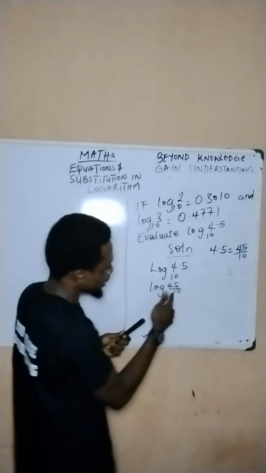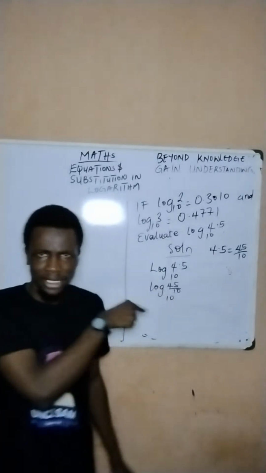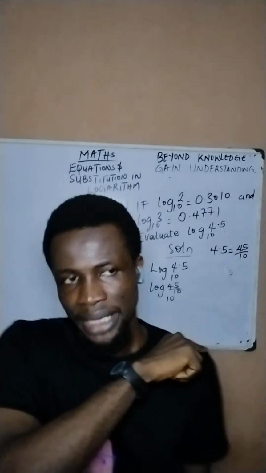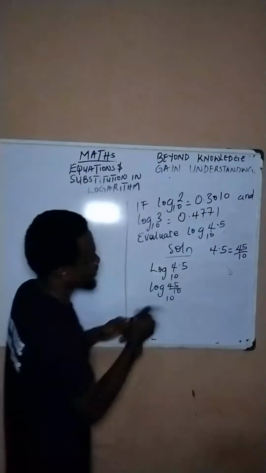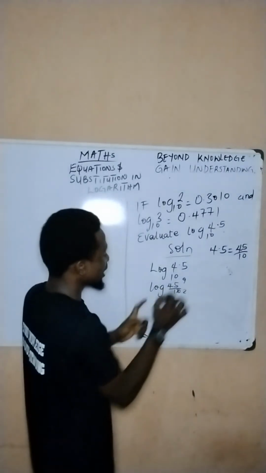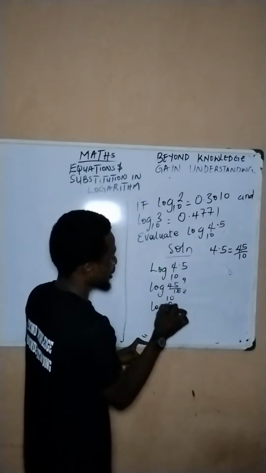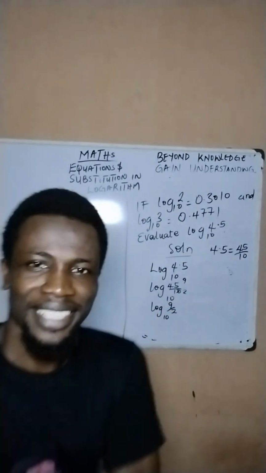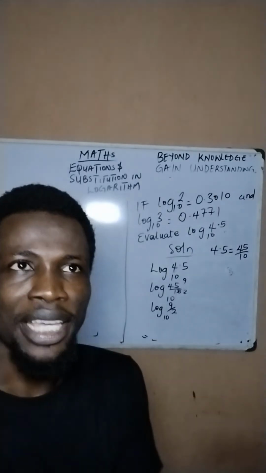Well, what can we do here? I know that I can simplify this 45 over 10 because it is not in its lowest term. So if I use 5 to divide 45, it's going to give me 9. If I use 5 to divide 10, it's going to give me 2. So this is log 9 over 2 base 10.